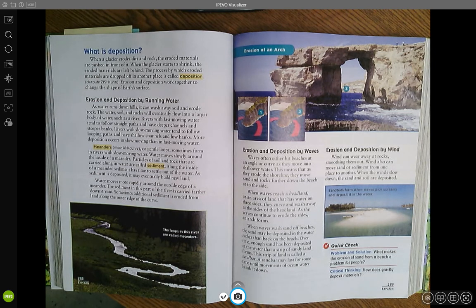Quick check, problem and solution. What makes the erosion of sand from a beach a problem for people? Critical thinking. How does gravity deposit materials?